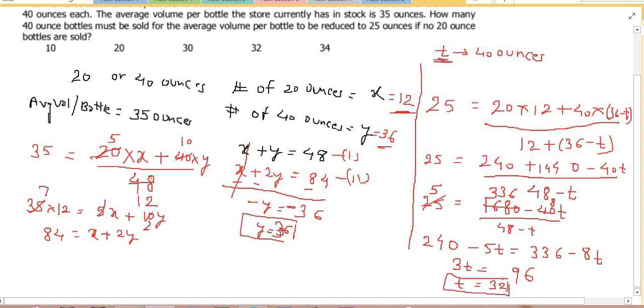So you see, when you actually sell 32 40 ounces bottles, your average volume will become 25 ounces per bottle. So how many 40 ounces bottles do you need to sell in order to get the volume as 25 ounces? It's 32. Okay, so you see, we just did what we were asked to do. We didn't add anything extra there. There was nothing very complicated or tricky concept there.